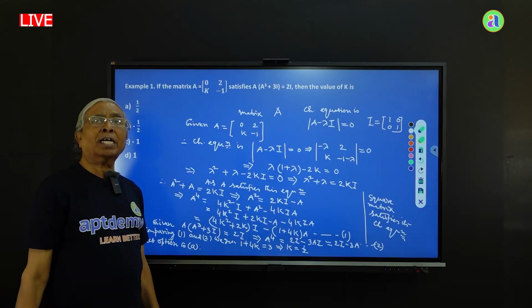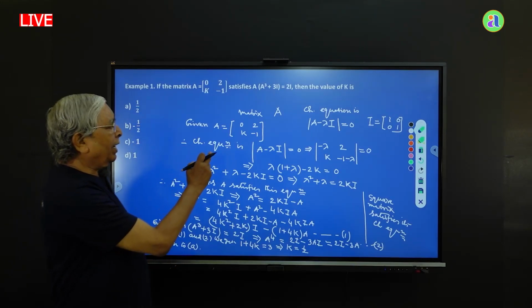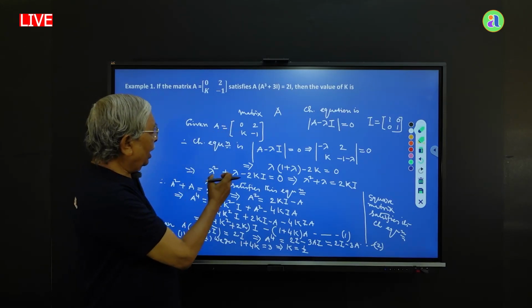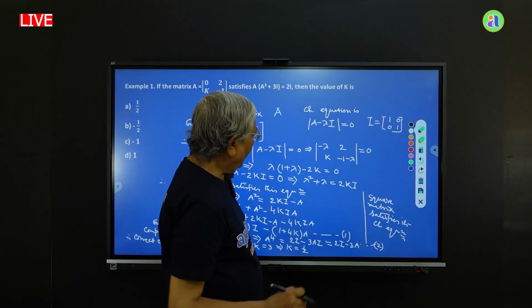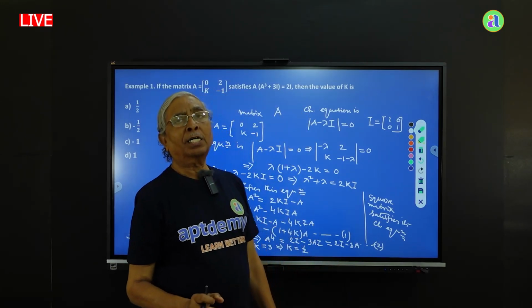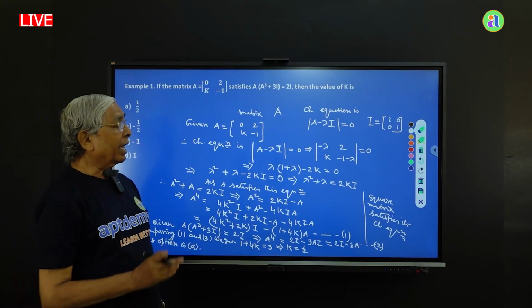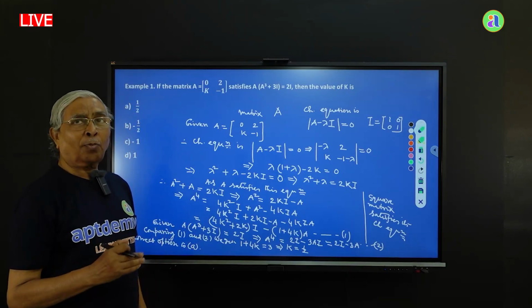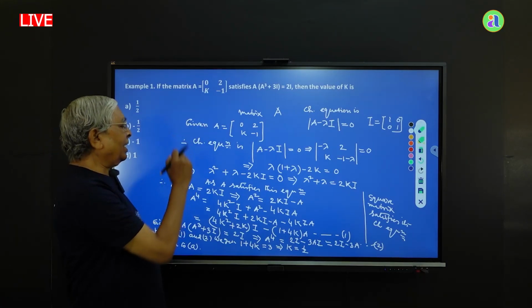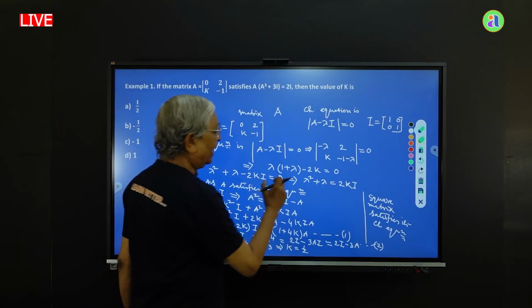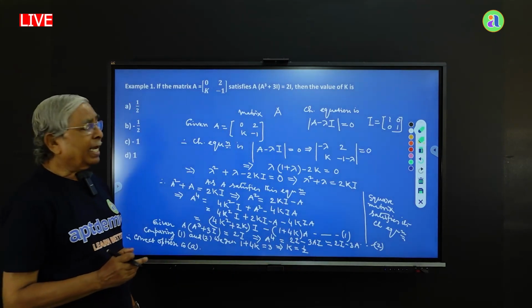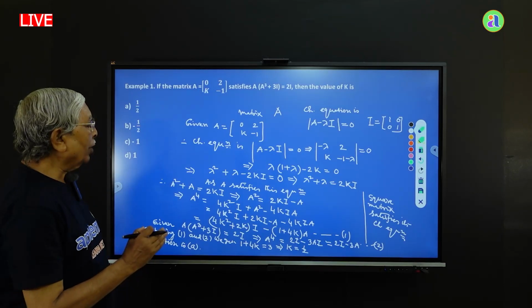So first find out the characteristic equation. Determinant of A minus lambda I equals to 0. You are given the matrix A. From this you find the characteristic equation as lambda square plus lambda is equal to 2kI. Now one thing is to be noted, every square matrix satisfies its own characteristic equation. So here the matrix is A, so it will satisfy the characteristic equation, that is, in case of lambda put A square plus A is equal to 2kI.